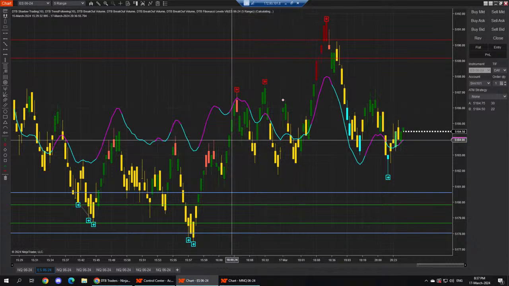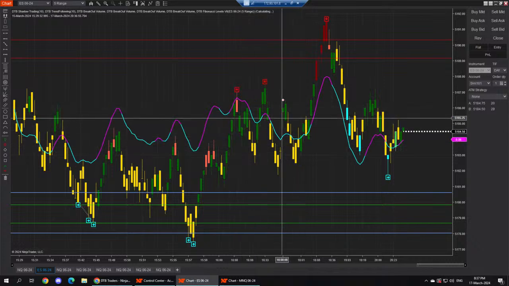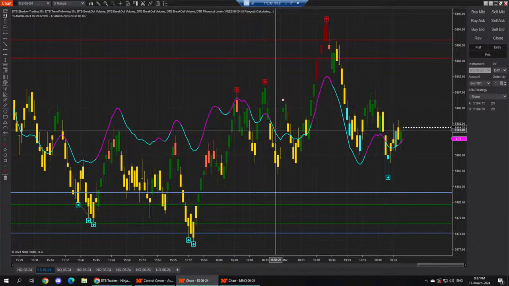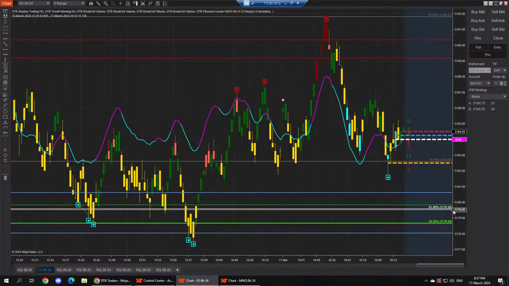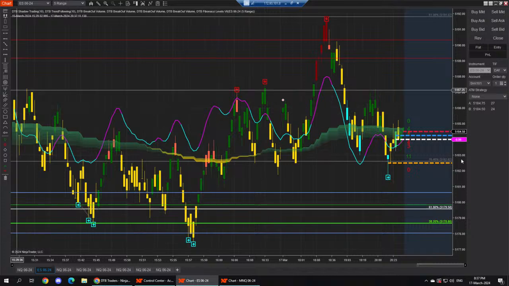Now you can see there's not a hell of a lot of market action on the ES today yet, but obviously that's going to pick up for the US session. Let's have a look at this.